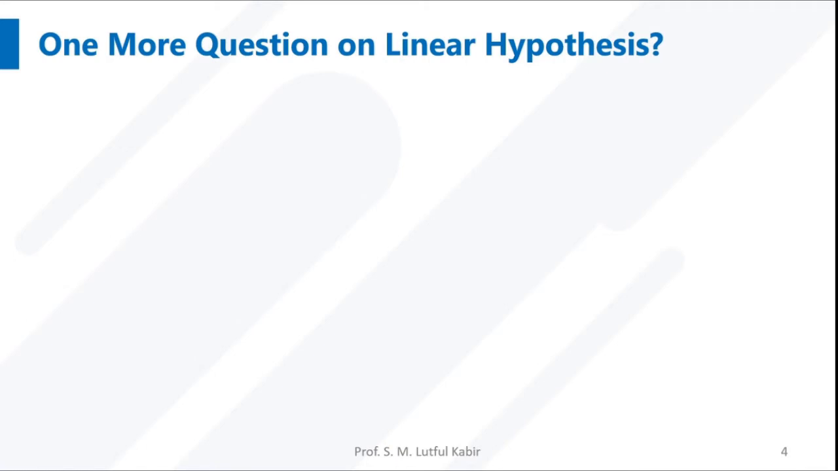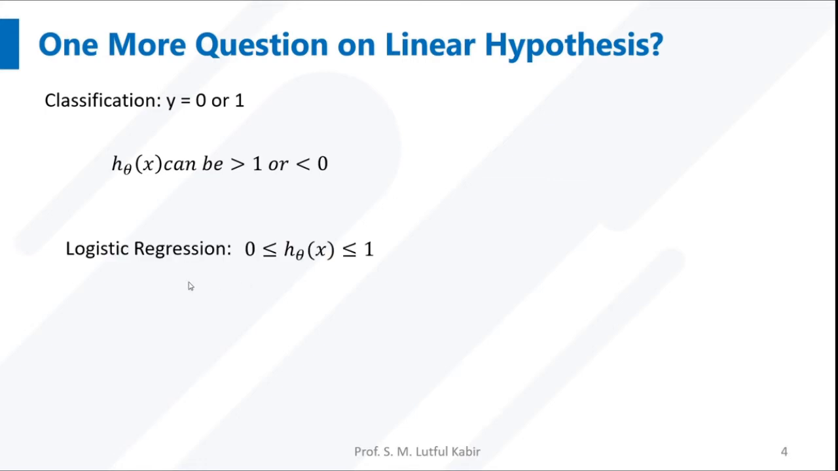One more question arises if you assume the linear regression. As you know, in the classification problem, the output data is only 0 or 1. But if h theta x is a linear equation, it can be more than 1 and it can be less than 0. So what happened to the data which is greater than 1 and less than 0? How will we define those data as 0 or 1 for our output? So for logistic regression, that means the regression for this classification problem, we are looking for an h theta whose values will be in between 0 and 1.